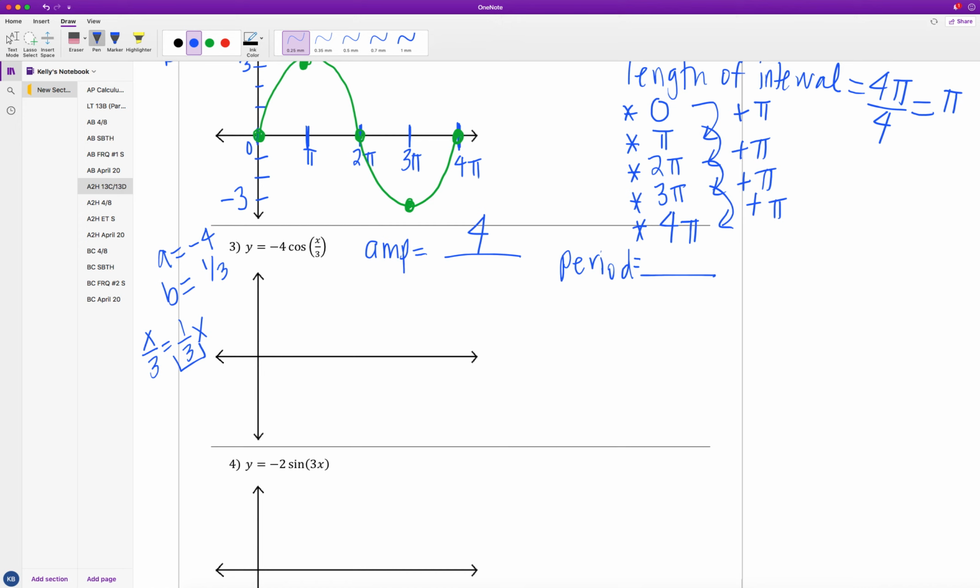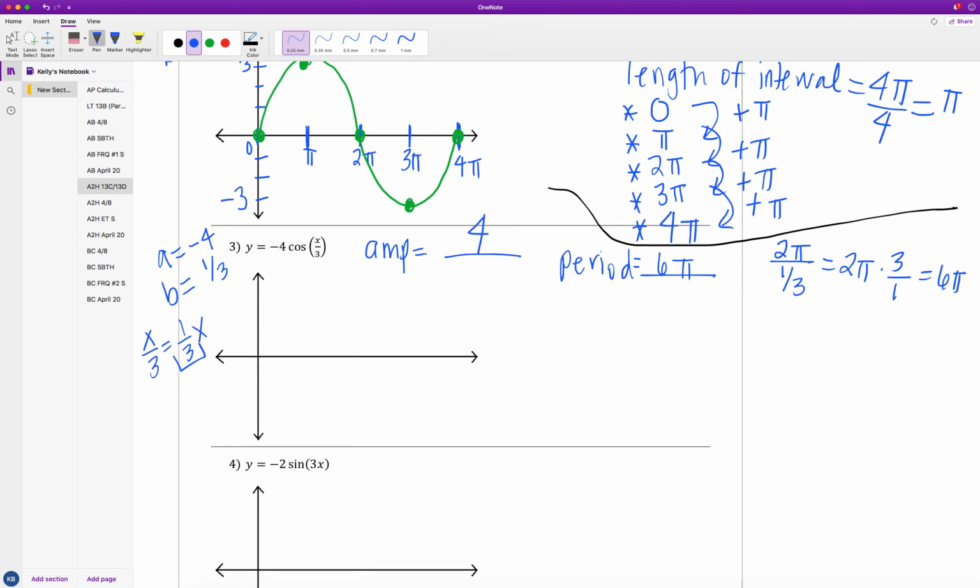Our period for this example, remember, is 2 pi over our b value. So we get 2 pi over 1/3, which ends up giving us 6 pi when I multiply by the reciprocal. Let me draw a line here to separate these two problems, since the prior one dipped down a little bit so we don't get confused. But for this example, when I take 2 pi divided by 1/3, I end up multiplying by the reciprocal, and we end up with 6 pi for our period length.